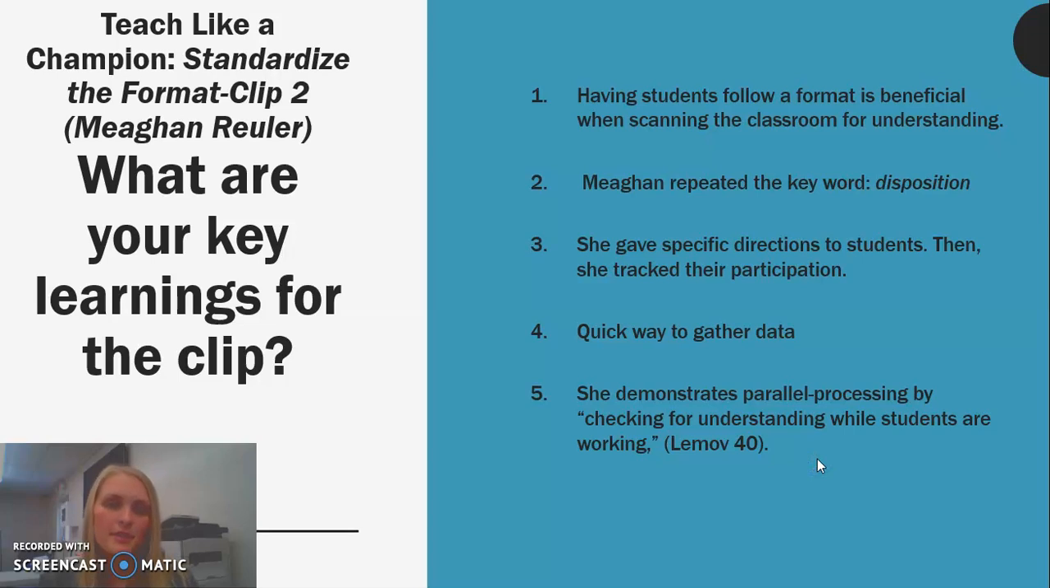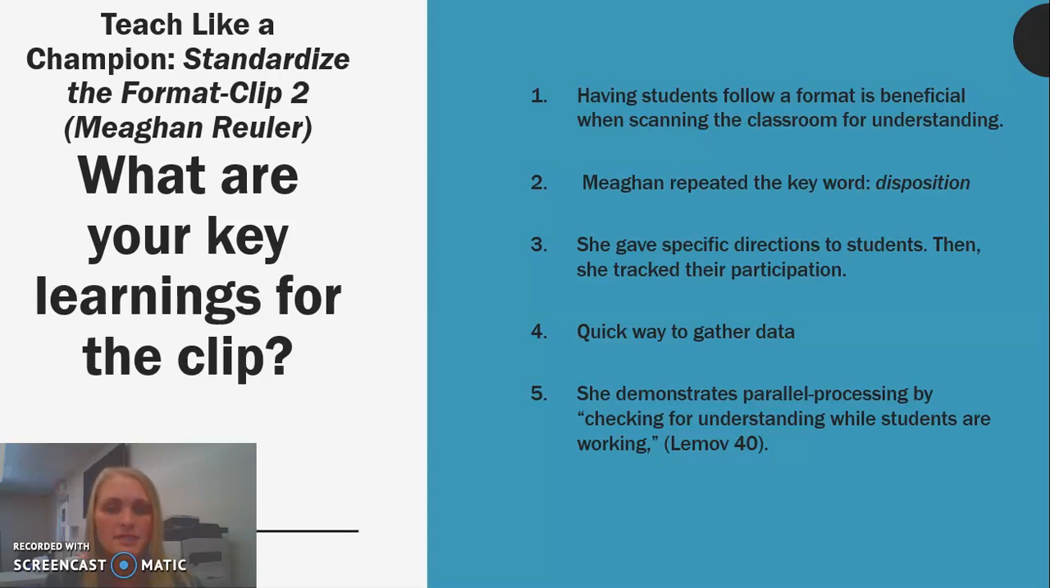The first method that we are going to talk about is standardize the format, and we actually viewed a clip from Miss Ruler's class. From this video, I learned a few really important things. For example, I saw that having students follow a format is really beneficial when scanning the classroom for understanding. I learned that Miss Ruler did a really great job of repeating the key words to the students. She wanted them to learn the word disposition, and I heard her repeat it numerous times so that the students really became familiar with it.